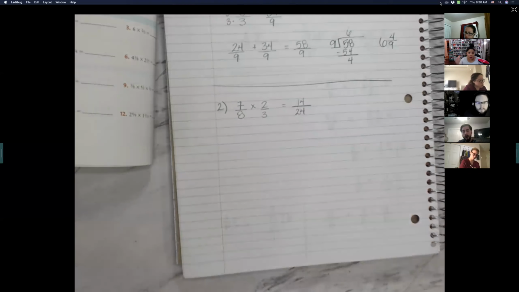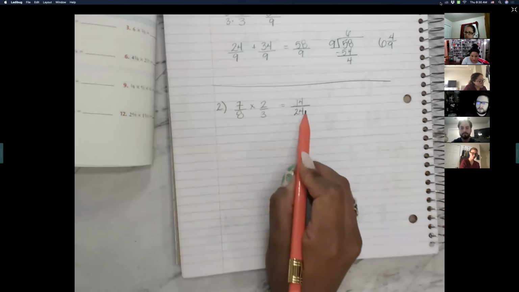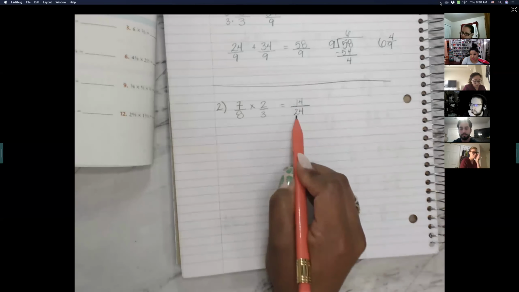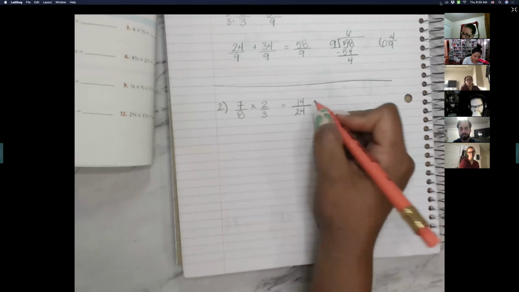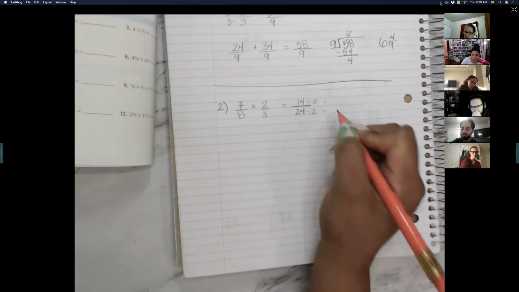So we need to figure out if we can reduce this. It's not an improper fraction, right? Because the numerator is not larger than the denominator. But we need to see if we can reduce this fraction. Because they're both even, let's go ahead and divide both of these numbers by 2.